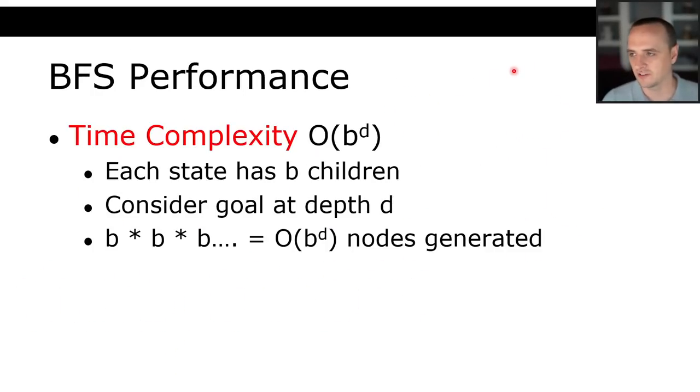Let's talk about its performance. So time complexity is going to be big O of B to the power of D. So this is big O notation. Each state has B children, and we consider the goal at depth D, right? So if each state has B children, and we're going down D depth, then that's B times B times B times B, right? It is big O of B to the power of D nodes generated. So if I tell you on an exam to draw a diagram and prove the time complexity of breadth first search, this is how you would do it.